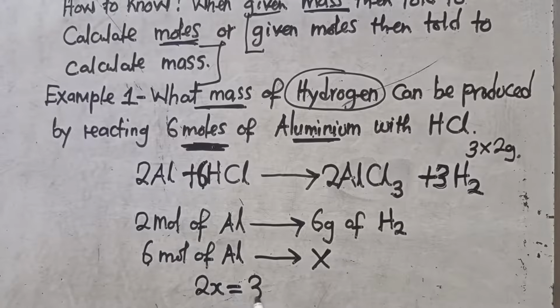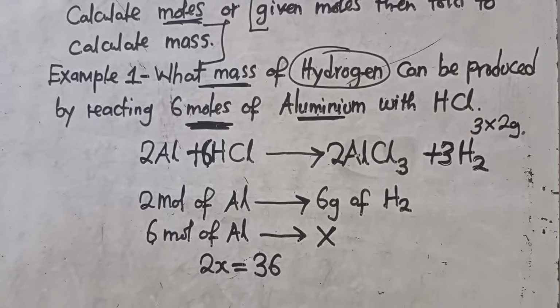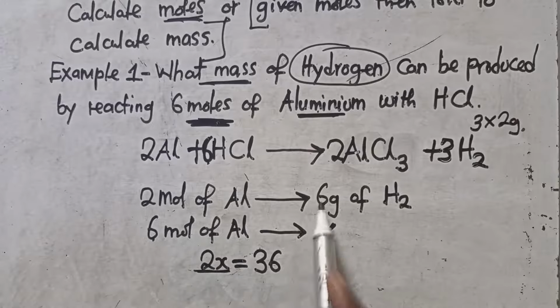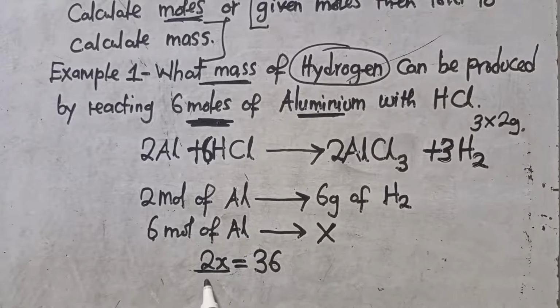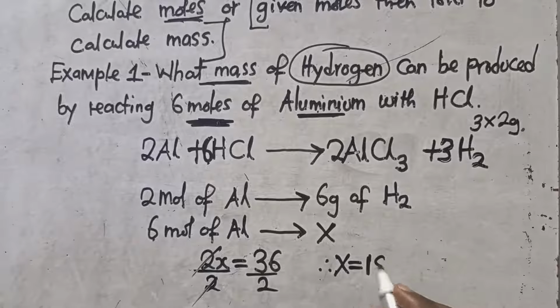That is 36. I've already told you that your focus is just the numbers. You just need to get the numbers. So we multiply 6 times 6, then divide by 2. You need to know how to divide. Like this, cancel out. Therefore, x is now equal to 18.